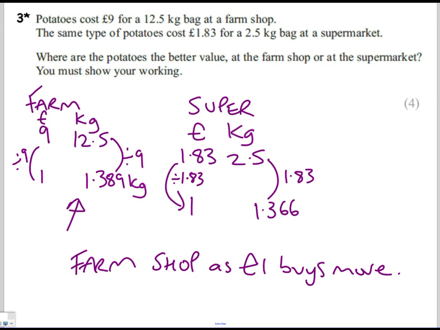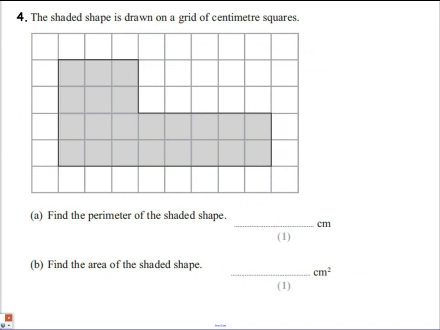Okay. Question 4. The shaded shape is drawn on a grid of centimetre squares. Find the perimeter of the shaded shape. So for the perimeter, you start at one point and you work your way around.